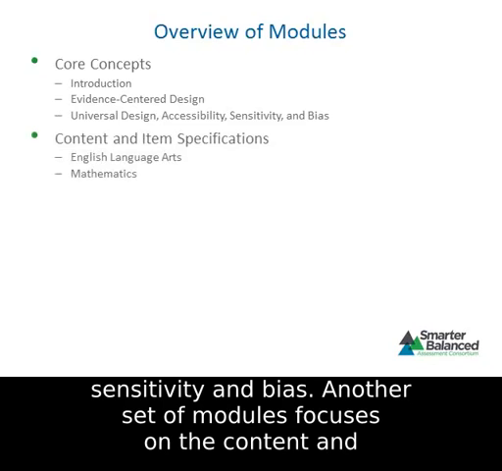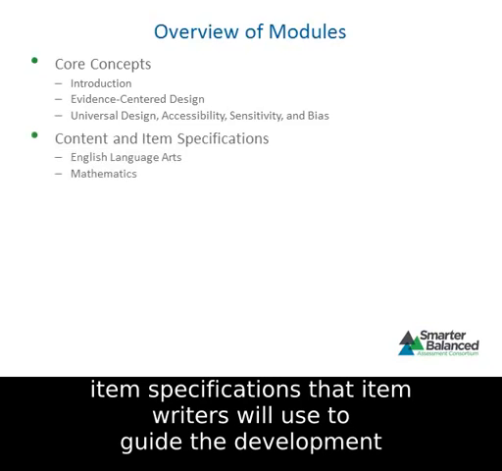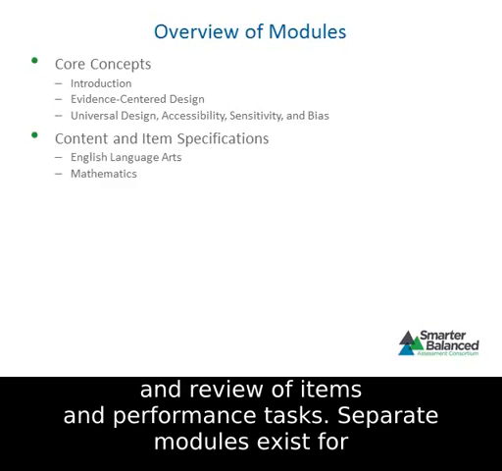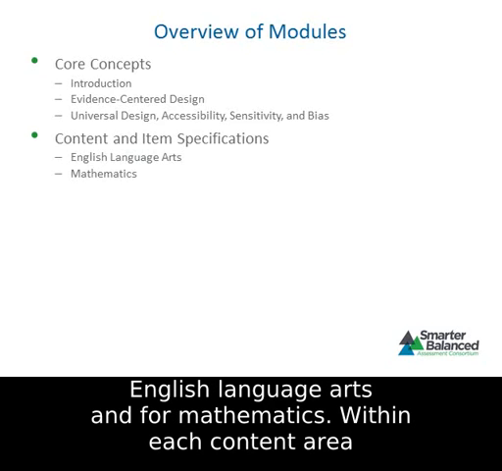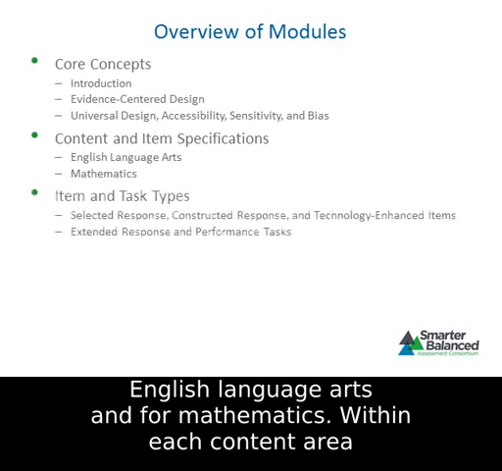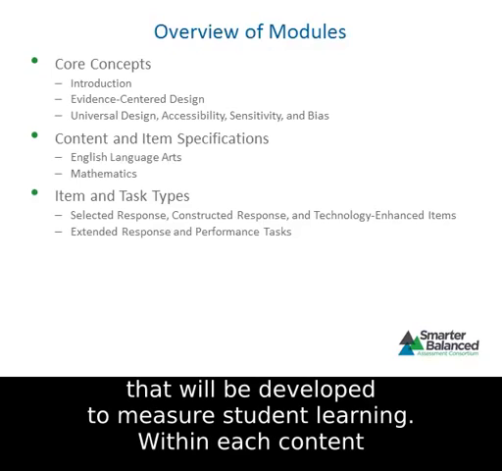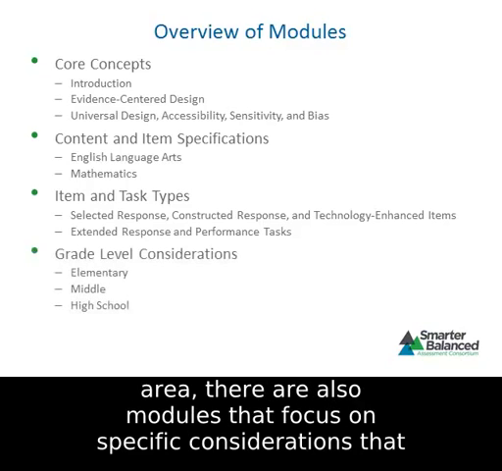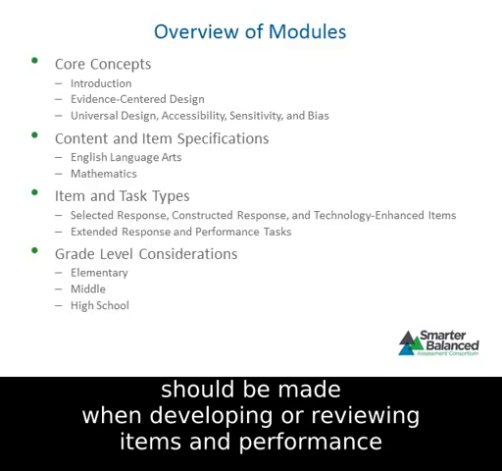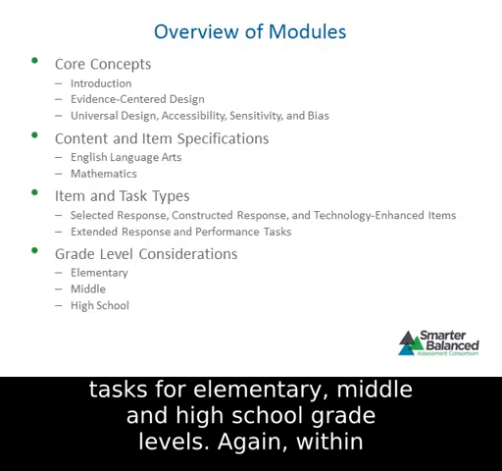Another set of modules focuses on the content and item specifications that item writers will use to guide the development and review of items and performance tasks. Separate modules exist for English Language Arts and for Mathematics. Within each content area, there are also modules that focus on the various item and task types that will be developed to measure student learning. Within each content area, there are also modules that focus on specific considerations that should be made when developing or reviewing items and performance tasks for elementary, middle, and high school grade levels.